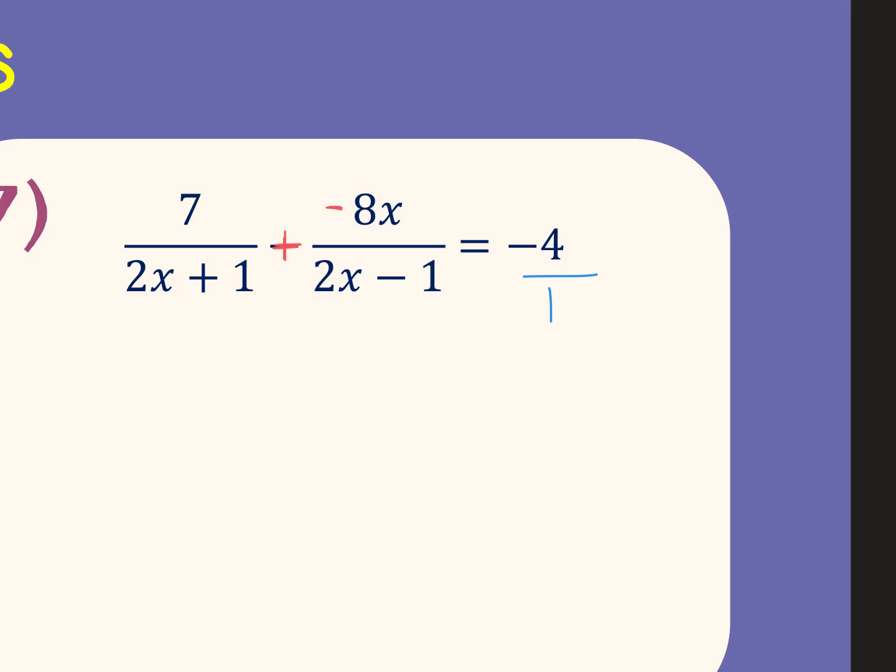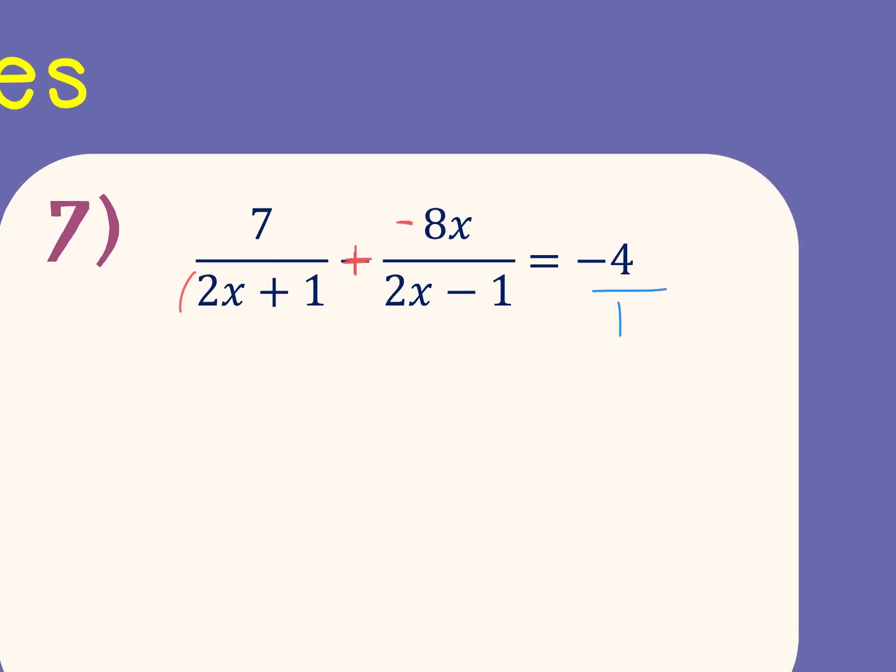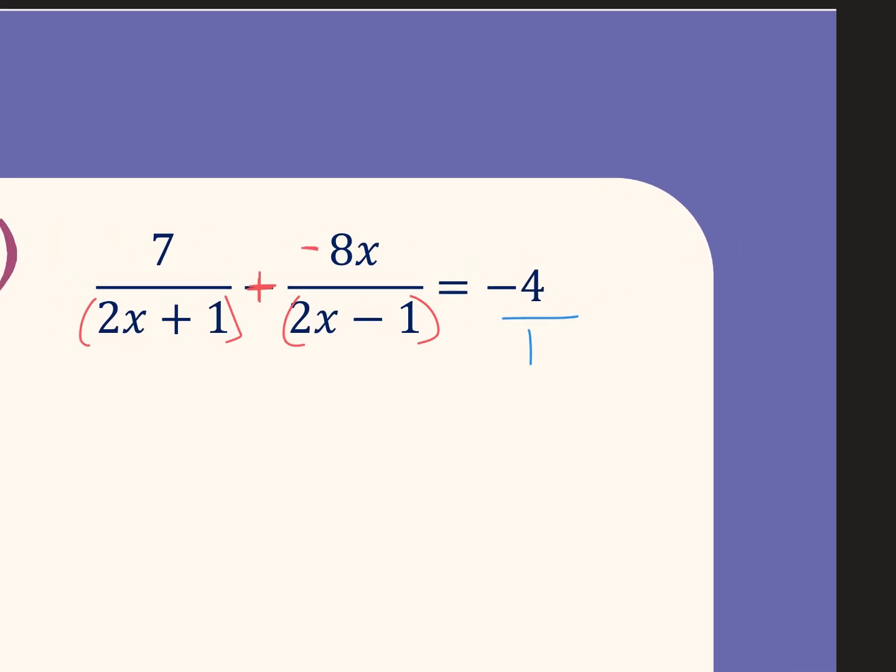Look at your two denominators. They are completely different, aren't they? Do you have anything that you can factor out of them? 2x plus 1. Can you make that any smaller? No. 2x minus 1. Can you make it any smaller? No. So what's your common denominator? If you were going to have to get a common denominator between those two, what would it be? Remember, we have two completely different denominators. How do we get them to be the same? You just stick them together. 2x plus 1 and 2x minus 1.